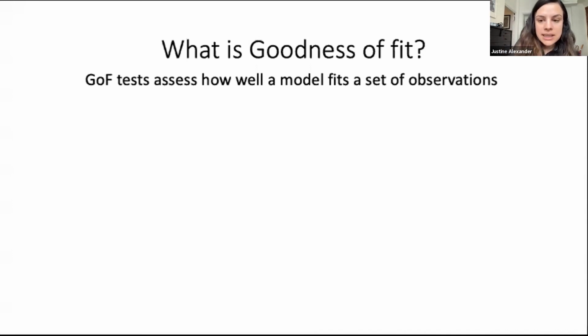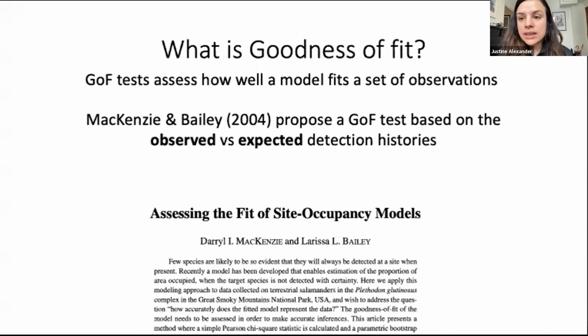McKenzie and Bailey 2004 is a good reference paper for occupancy models, because they suggest an approach of comparing observed and expected detection histories. Then you can just use a simple Pearson chi-square to assess the fit. This is for single season occupancy models; there are other approaches to consider for other models. This can be done in R, and we'll share that script as well. We did it with our sample data, and we'll explain the results from that.